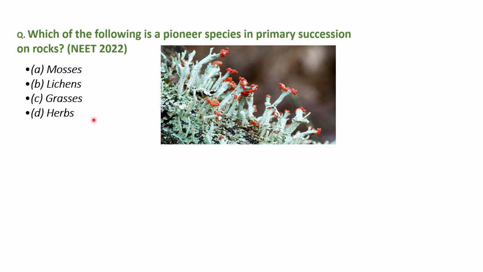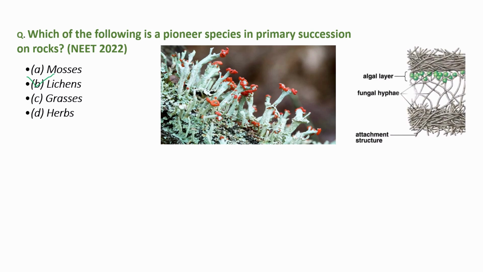Herbs means small plants, right? Small plants also need some soil to grow, so this is also not a correct answer. Why? Because primary succession does not involve any soil formation. So the correct answer here is lichens. Why? Because in lichens we have two layers, an algal layer and a fungal layer, and both of them are attached to each other and to the surface. They don't need any soil. If you see the structure here, they don't need any soil. Both of them combine to form a layer.